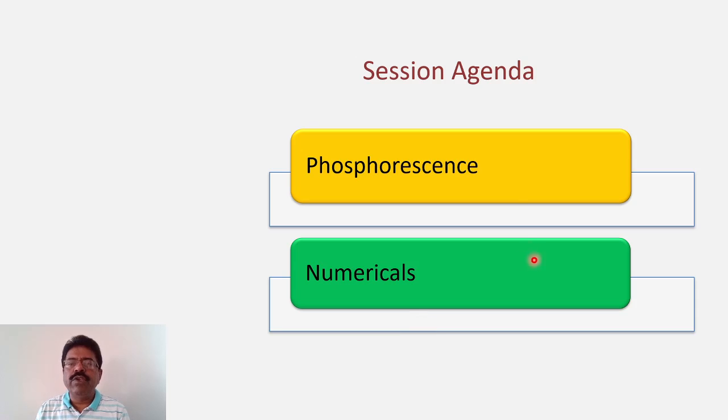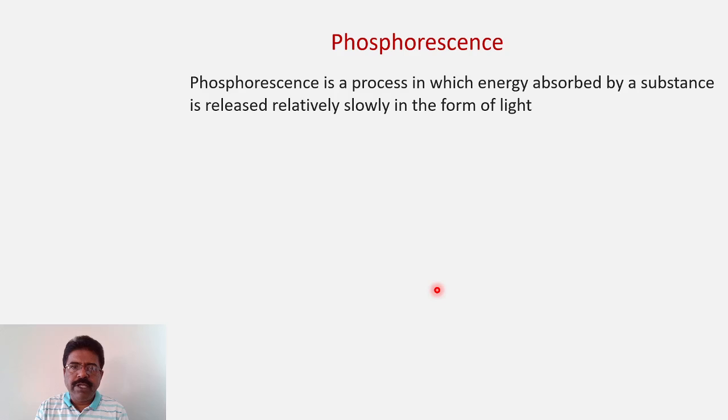Now today in this video, one more very important effect in molecular spectra, which is known as phosphorescence. So we are going to learn what this phosphorescence is, and that is the actual last topic in this chapter. After that, we are going to solve some of the numericals based on the topics in this chapter. So let us begin with the topic, phosphorescence.